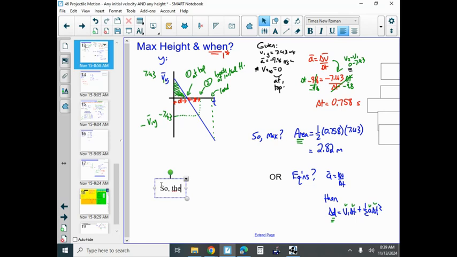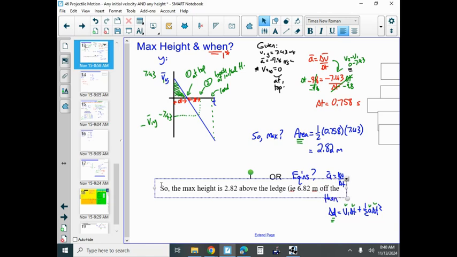So the max height is 2.82 above the cliff, above the ledge, or whatever it's at. So in other words, we're talking about it's 4 meters, right? So 6.82 meters off the ground.